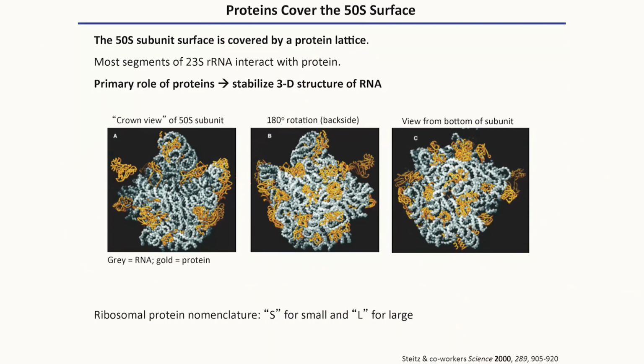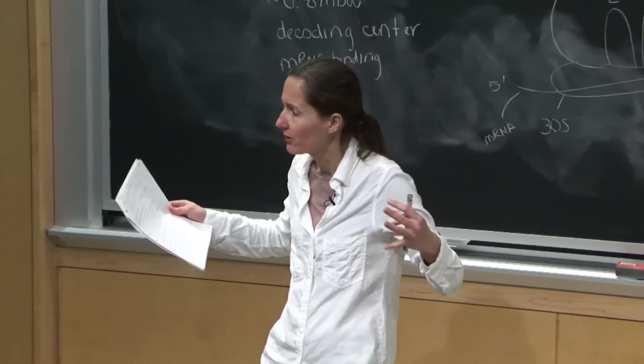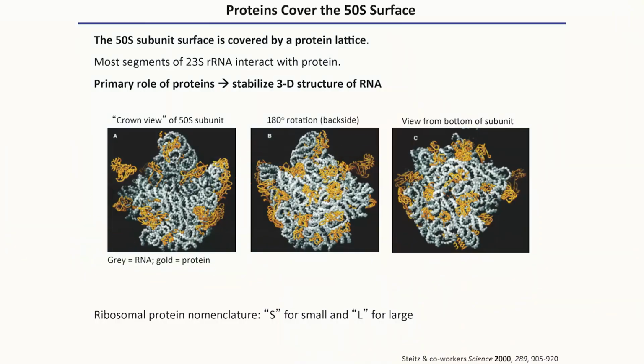Yeah, some structural role, right? So these proteins can help with stabilizing this 3D structure of the RNA, and they have other functions as well. Some of those will come up as we discuss this elongation cycle, but one function is certainly structural. If we think about the distribution of the proteins along the surface of this 50S, it looks more or less uniform. There aren't patches where there's no protein or patches where there's a lot of protein. They're pretty much evenly distributed. As it turns out, most of the segments of the 23S do interact with protein.